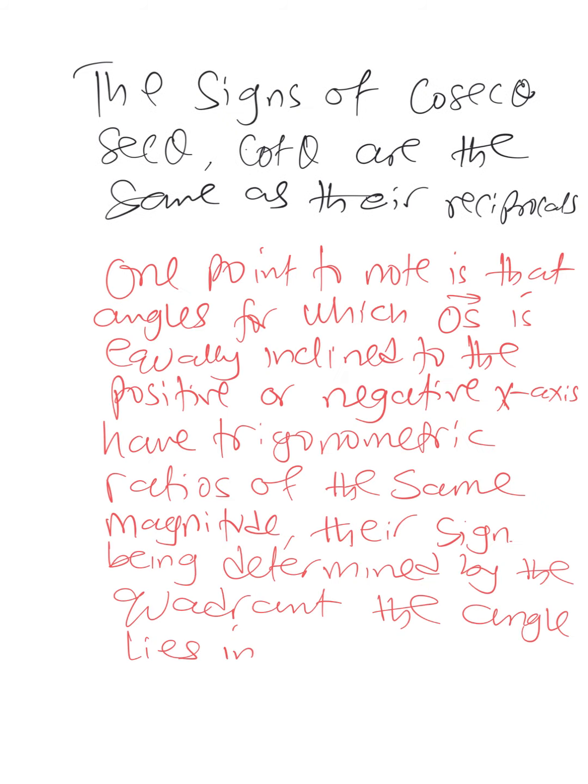So one point to note, I repeat this, is that angles for which OS is equally inclined to the positive or negative x-axis have trigonometric ratios of the same magnitude, their sign being determined by the quadrant the angle lies in. Okay, one point to note. Let me emphasize this point with this as the last example in today's discussion.